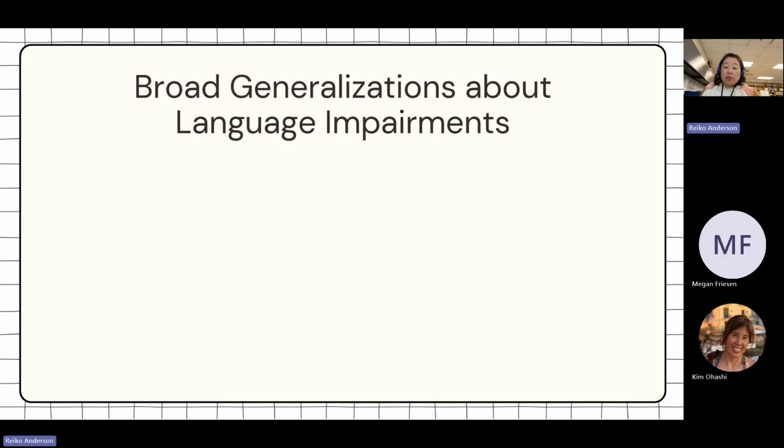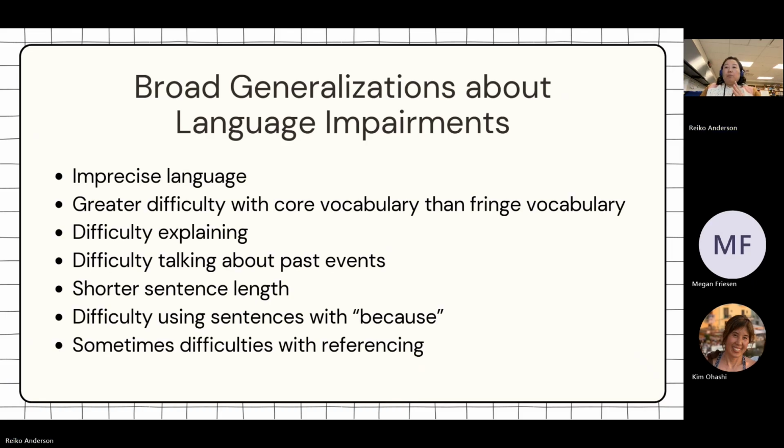So we're here today to talk about AAC users, but I do want to acknowledge that, at the root of everything, AAC users have language impairments. And so there might be kids in your school that have language impairments but aren't AAC users, and it's totally okay to use these strategies for those students as well. So I'm just going to put that out there. But broadly speaking, this isn't going to apply to every single AAC user, but broadly speaking, students with language impairments have imprecise language.